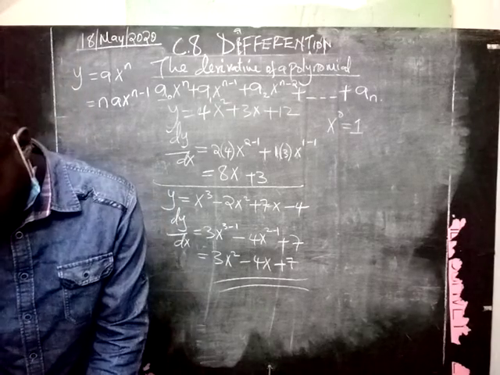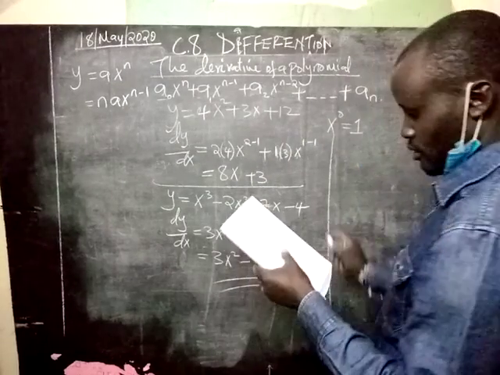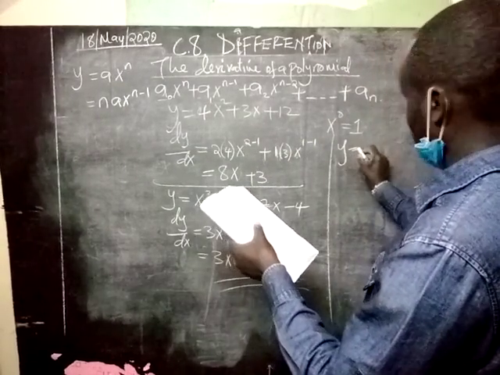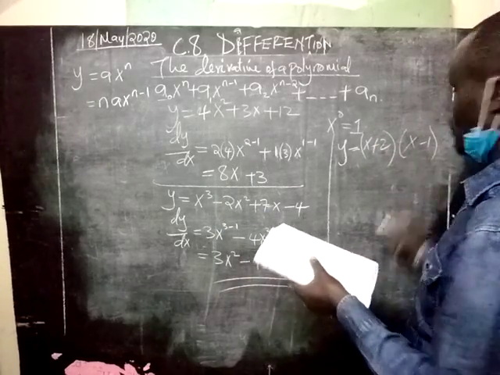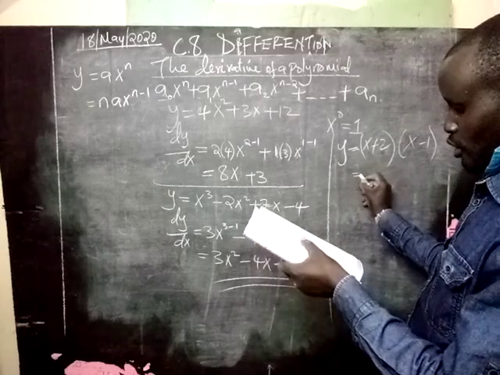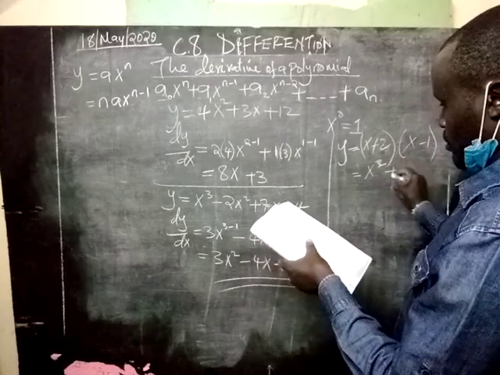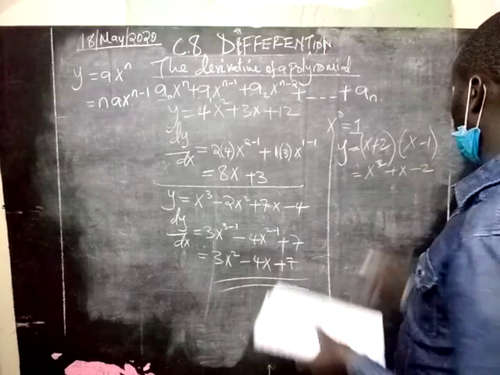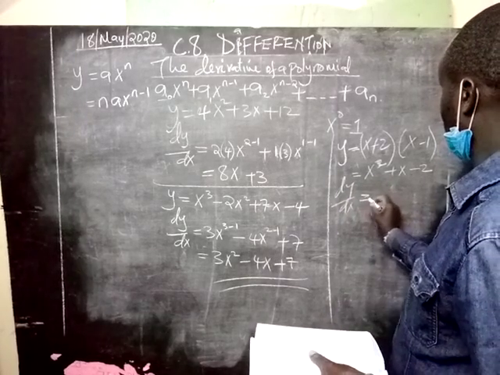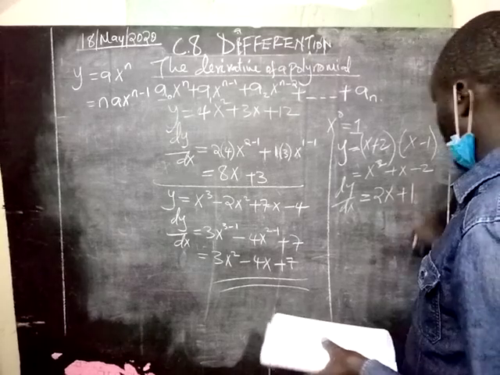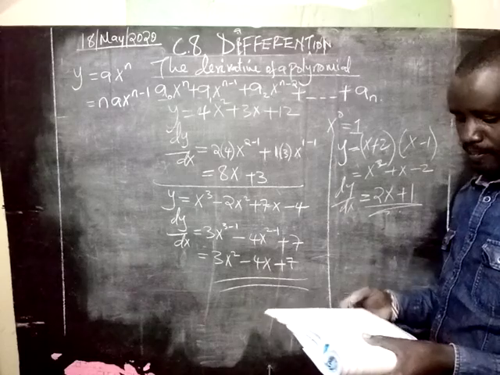At times you're given an example like this one, where y equals x plus 2 into x minus 1. What you do here is expand to have x squared plus x minus 2, so that now dy over dx equals 2x plus 1. So that is your answer.